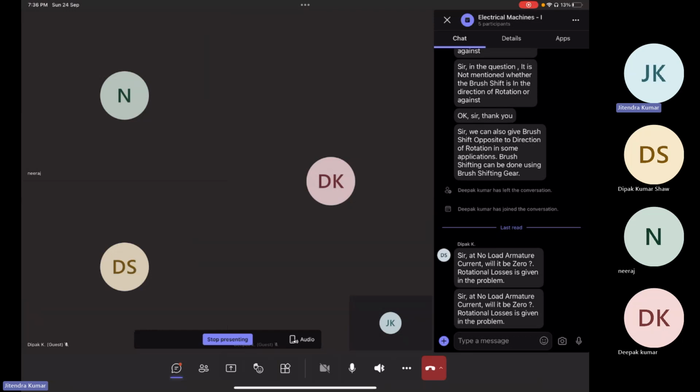Because if no current is provided, then some current must flow into the field winding to generate the flux to rotate it at no load, so that EMF will be induced. So armature current might not flow, but rotational losses will be there.